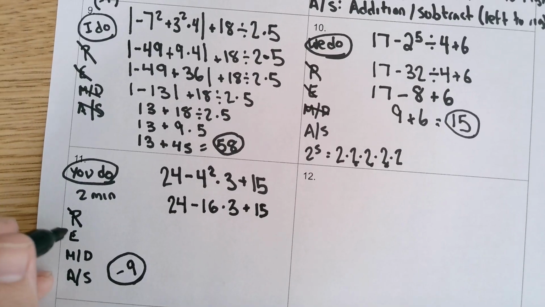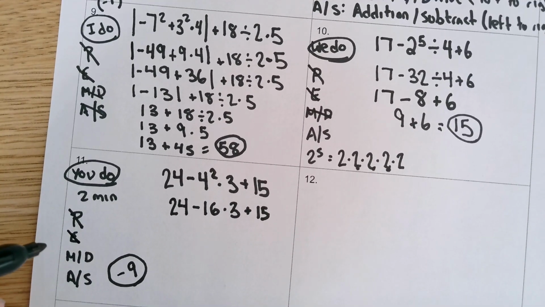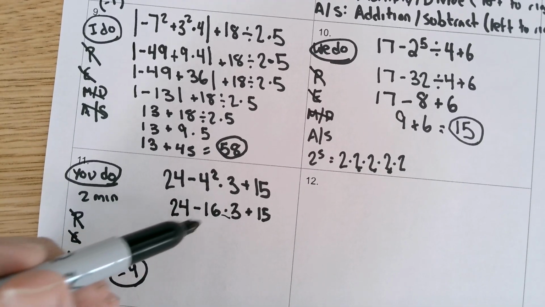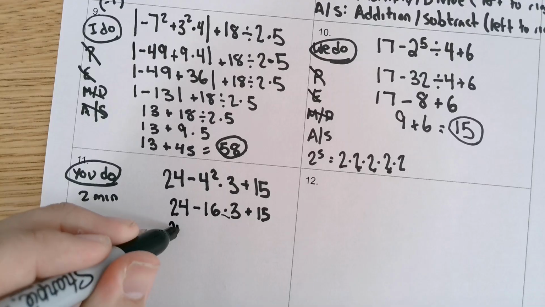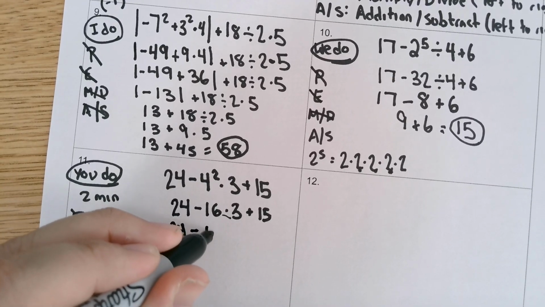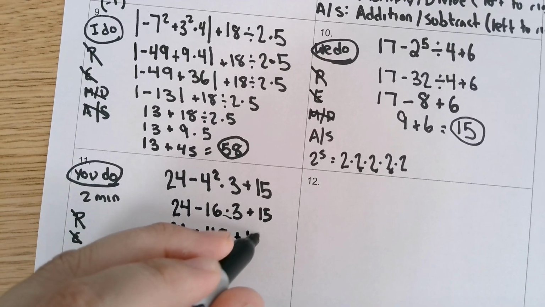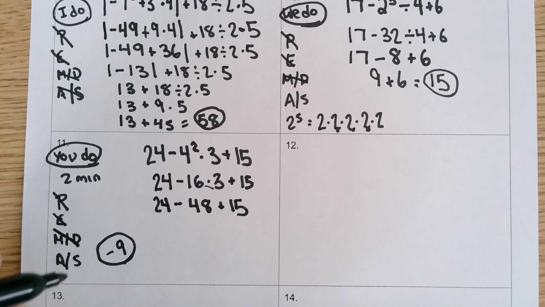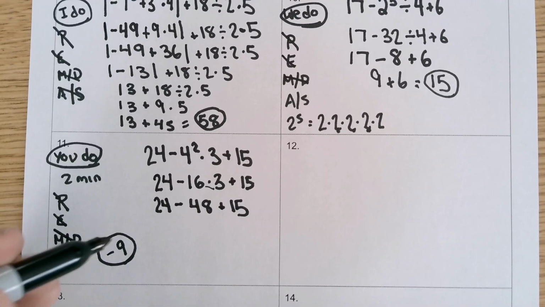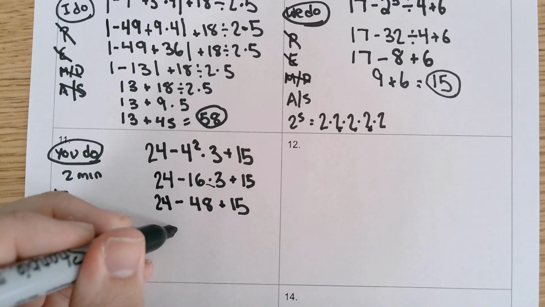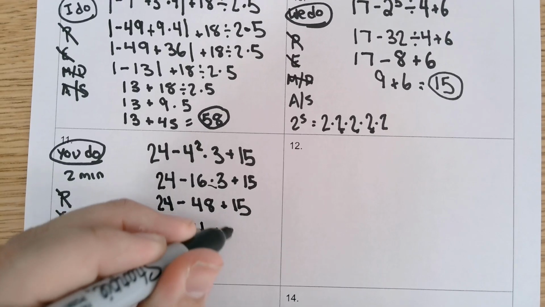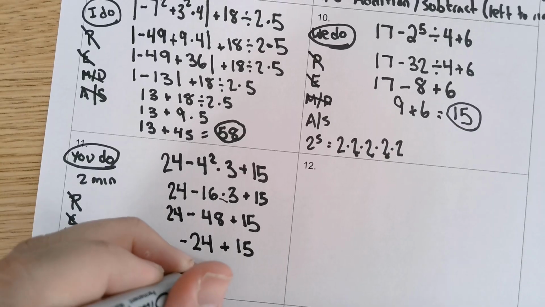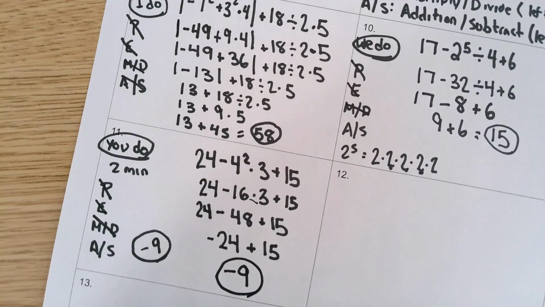Then we go back. Do we have any more exponents? No. So we look for multiplication and division. We start from left to right. We have multiplication right here between the 16 and the 3. So the 24 comes down. 16 times 3 is 48. Which leaves us here. Multiplication and division is done. Addition, subtraction. 24 minus 48. Always double check your calculations. -24. -24 plus 15. -9.